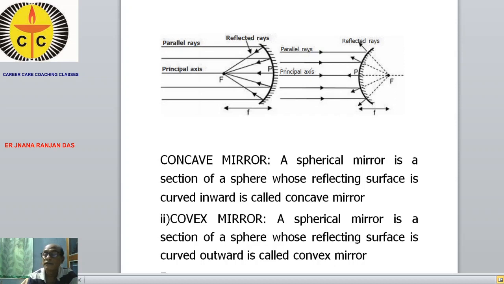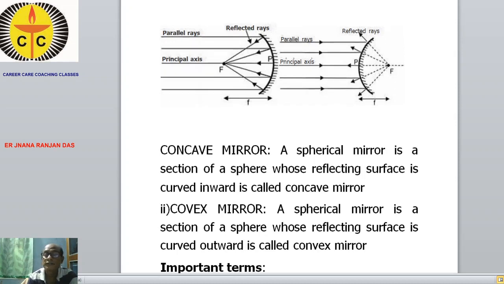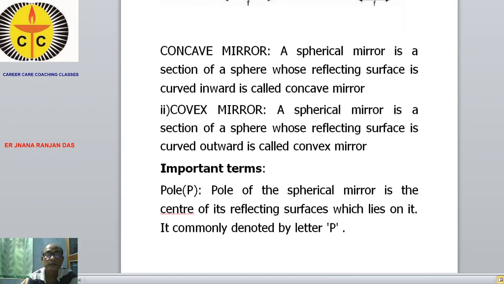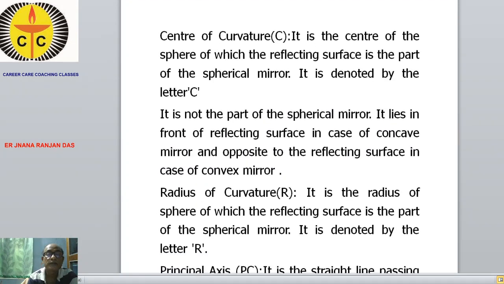Then the next thing is the center of curvature. The center of curvature is the center of the sphere of which the reflecting surface is a part, in a spherical mirror. It is denoted by the letter C.